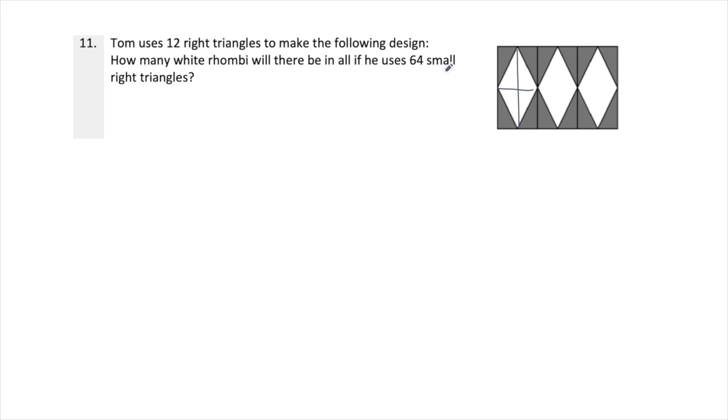So if he uses 64 small right triangles, that means to figure out the number of white rhombi there will be, we can do 64 divided by 4, and this gives us 16. So that means the answer to this problem is 16 white rhombi.